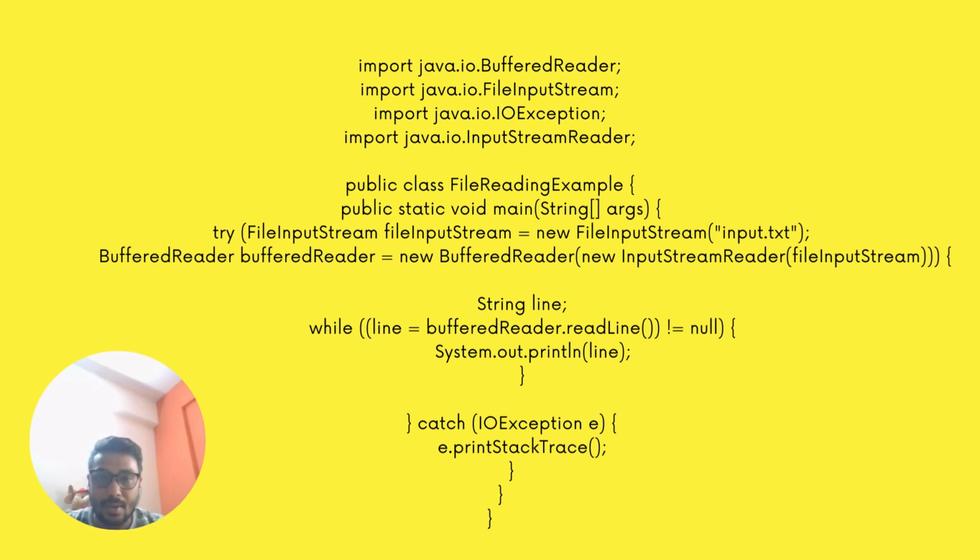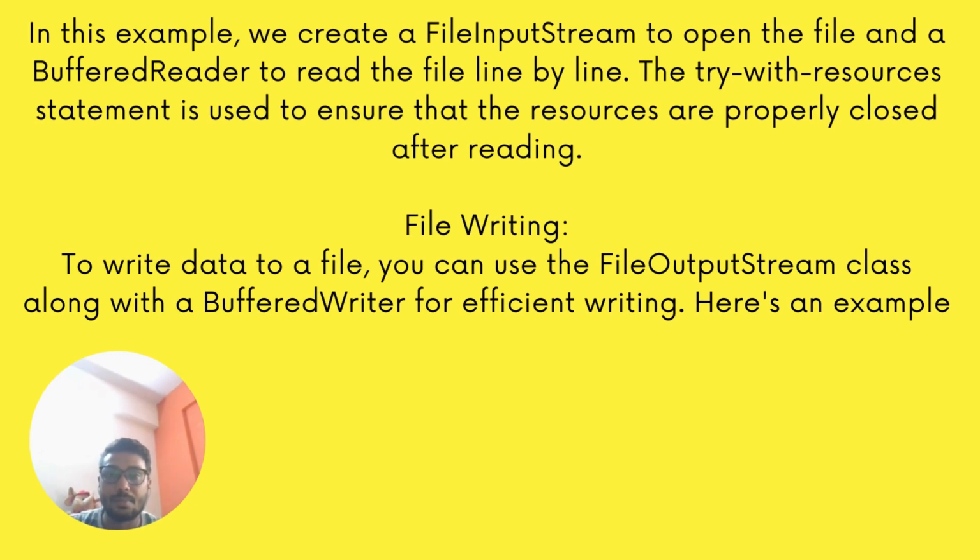Then we have put a catch block for the exceptions, with IOException. So like this we are handling the exceptions for input output operations. We have to understand that for input output operations we have IOException and EOFException, and exceptions of this kind. In the example, we created a FileInputStream to open the file, and a BufferedReader to read the file, and try-with-resources to ensure that resources are properly closed after reading.